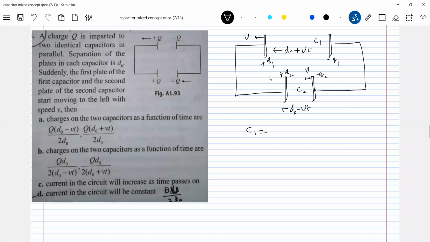So apply KVL. From that KVL we can write Q1 by C1 equal to Q2 by C2, or Q1 by Q2 equals C1 by C2. So what is C1? C1 will be equal to epsilon naught A by D naught plus Vt. C2 is epsilon naught A by D naught minus Vt. I'll write it here.